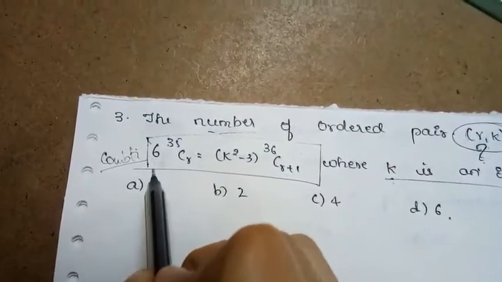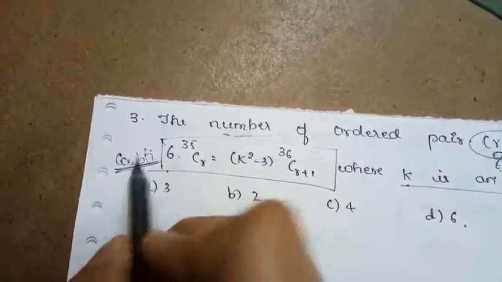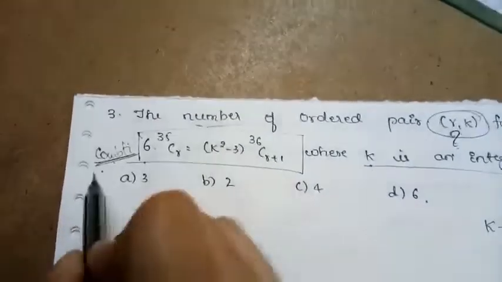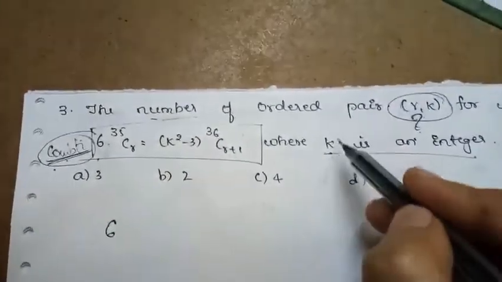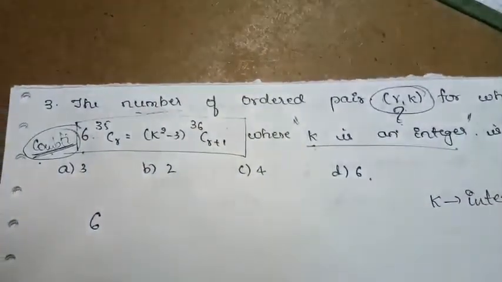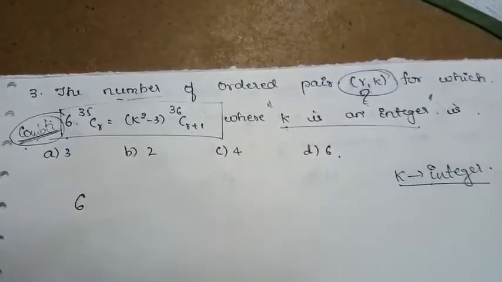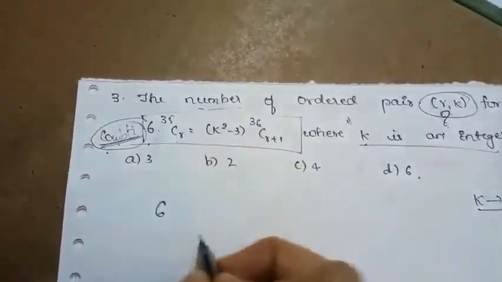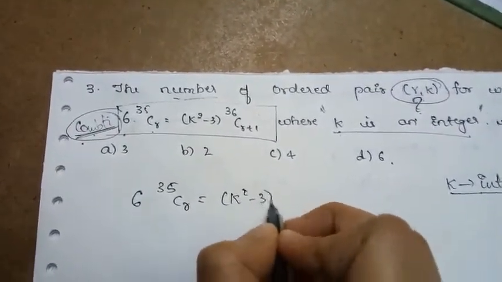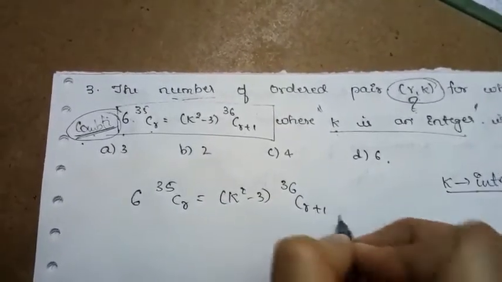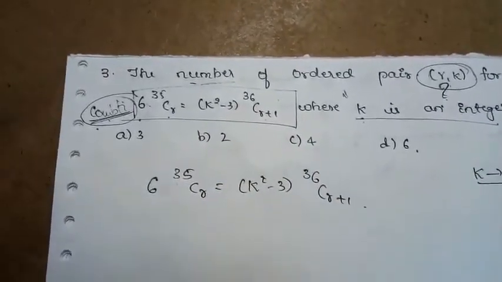So they have given one equation. Clearly, by looking at the equation we can say that it belongs to the concept of combination. So remember one thing, what and all is there in the combination. Then what they have said? They have said that k is an integer. So I will write what and all they have given. Clearly, the first thing is k is an integer, and they have given 6 times 35Cr is equal to (k square minus 3) times 36C(r+1).